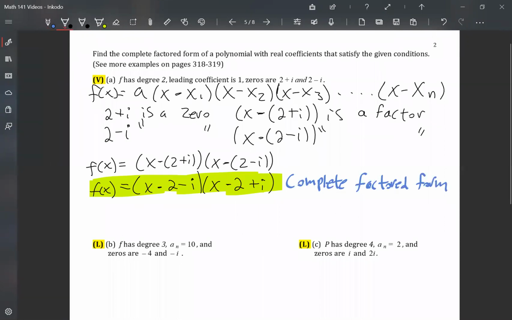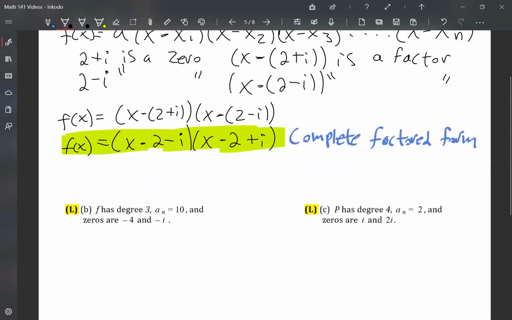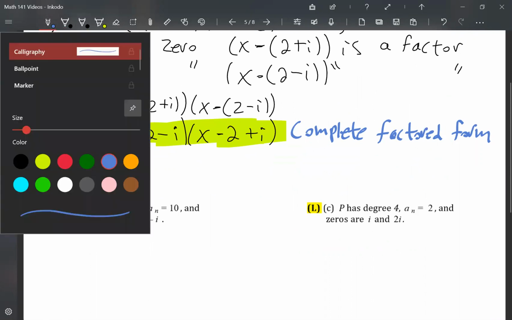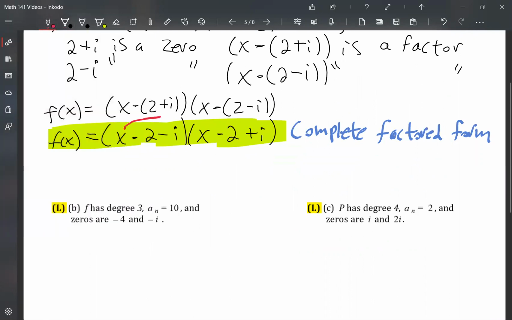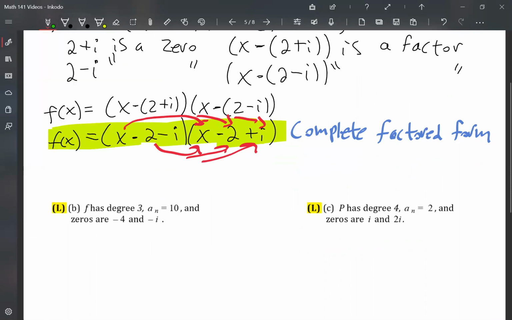Now, it's not asking for it, but we can find ourselves a polynomial in standard form by doing a bunch of foiling. So we can multiply. We're going to multiply x by everything over here, 2 by everything over here, and then i against everything here.